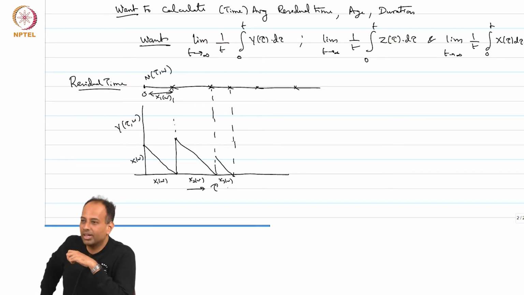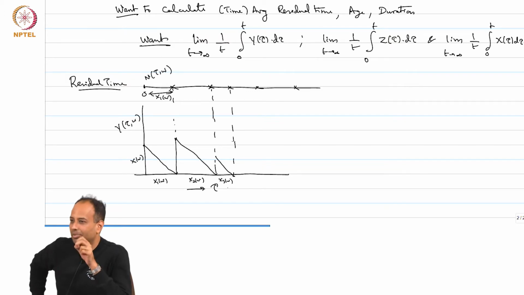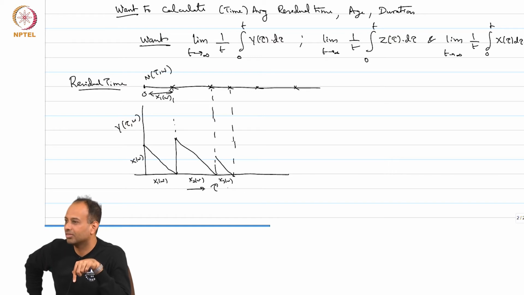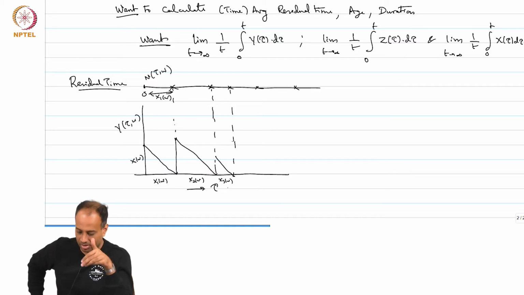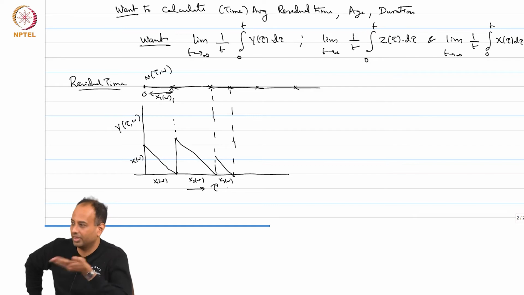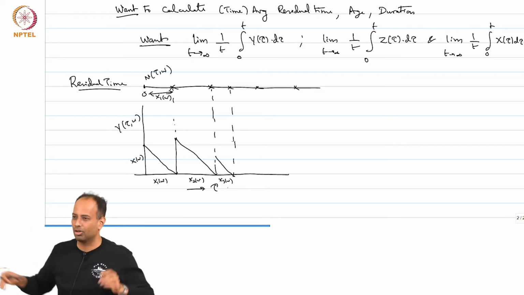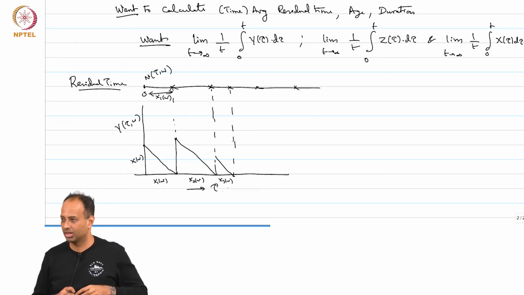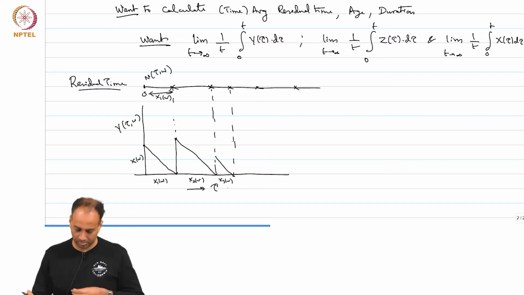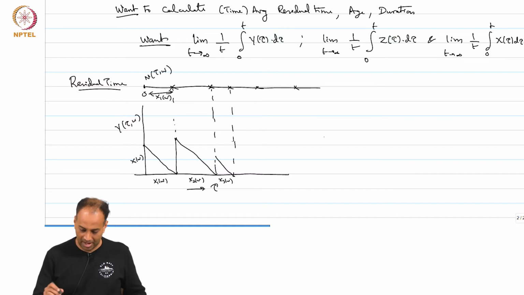So, you want to calculate the time average of this kind of a function. This is for a particular omega of course. For a different little omega you have a different set of interarrival times, you get a different plot of y, correct. So, you want to calculate this average, 1 over t integral 0 to t y tau d tau.